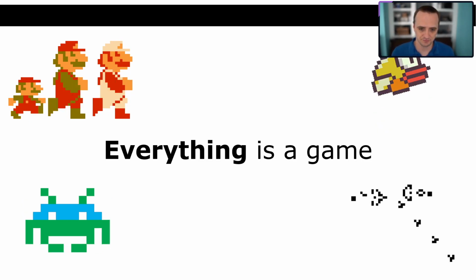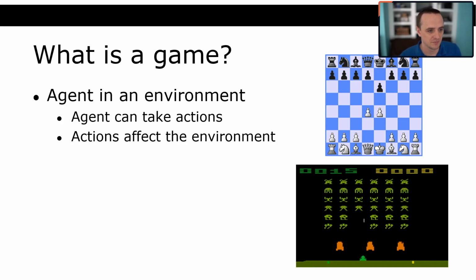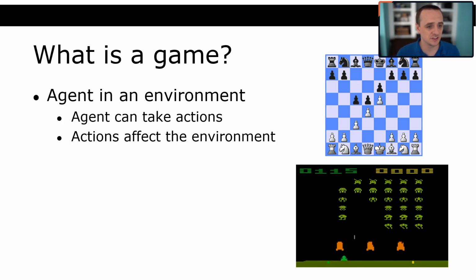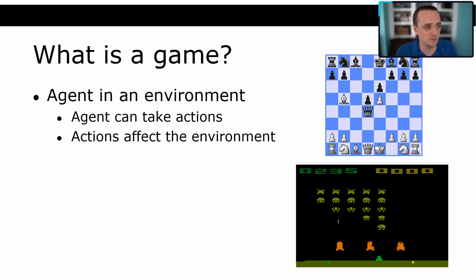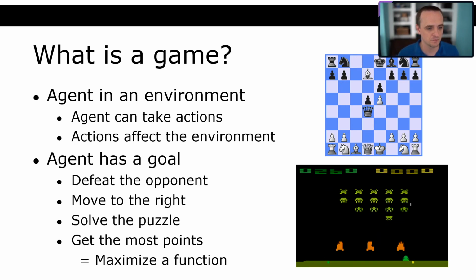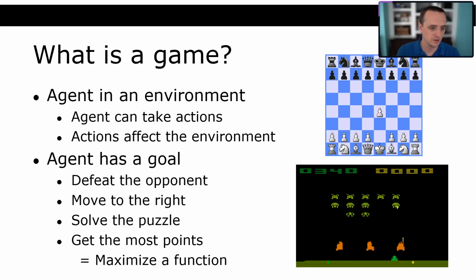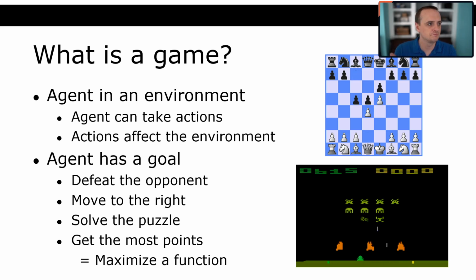And why is life a game? Well, what is a game? You've got an agent in an environment, right? Agents can take actions. You're an agent taking actions. Actions affect the environment. If I go hit somebody, they're going to hit me back. That's affecting the environment. The agent has a goal, whether that's defeat the opponent, move to the right, solve the puzzle, get more points.